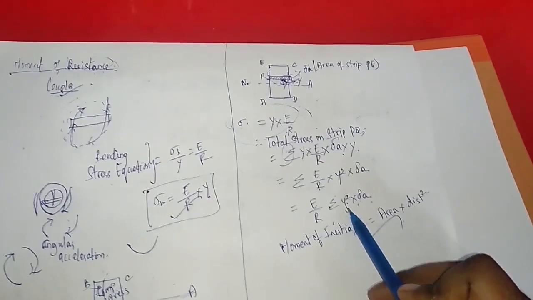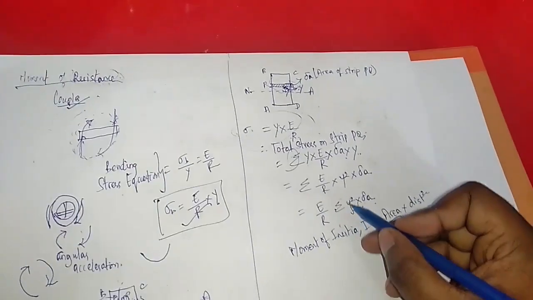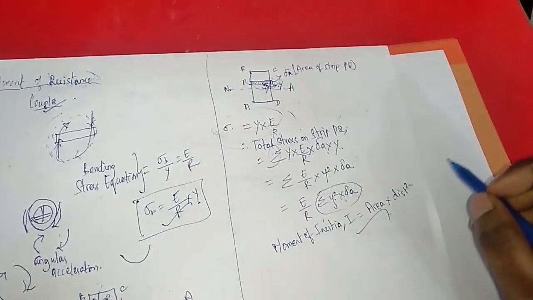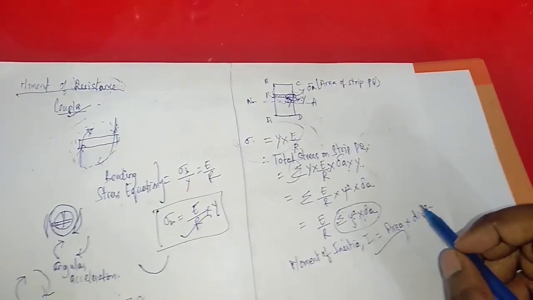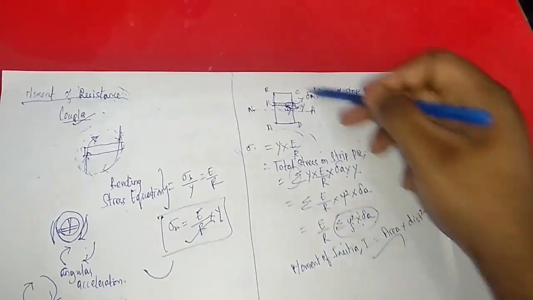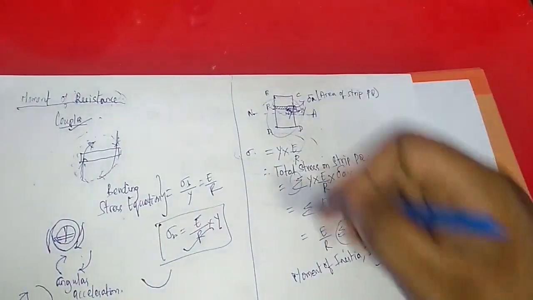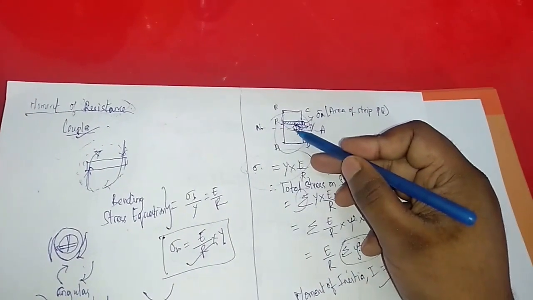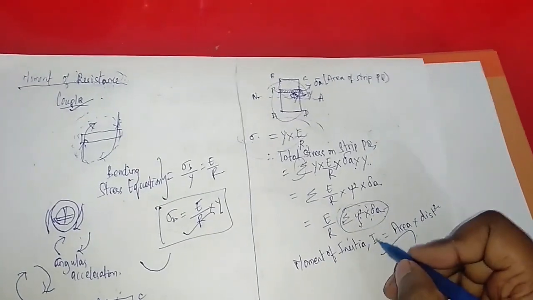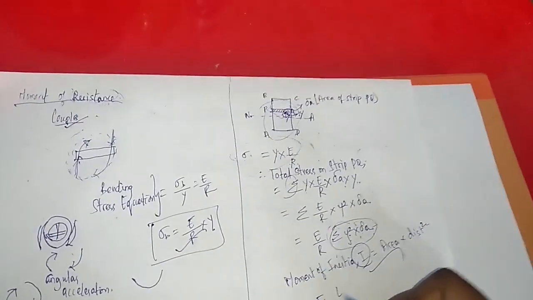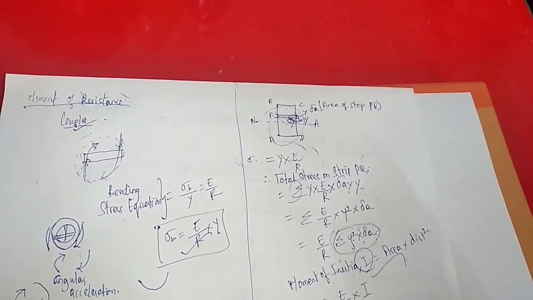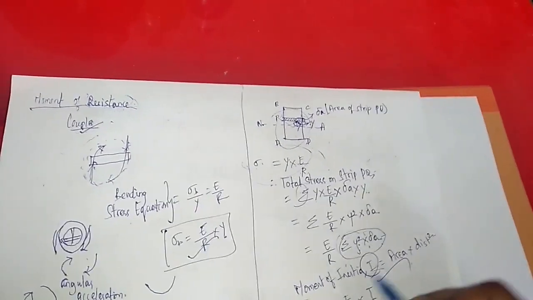So this expression, y squared into delta A, shows the moment of inertia of the whole section about the neutral axis. This term is called the moment of inertia, and it is denoted as I. So we can write E by R into I.